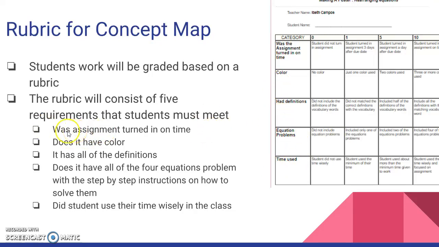And the 5 requirements are: was the assignment turned in on time? Does it have color? Does it have all the definitions? Does it have all of the 4 equation problems with step-by-step instructions on how to solve them? And did the student use their time wisely in the classroom to complete the assignment?